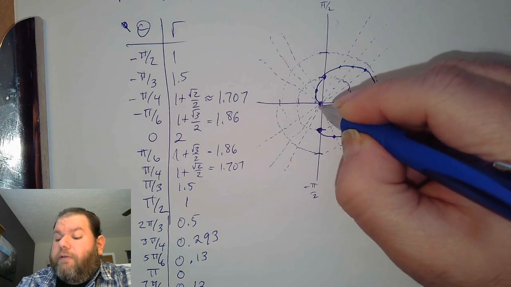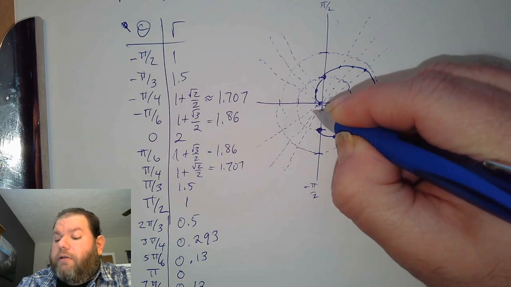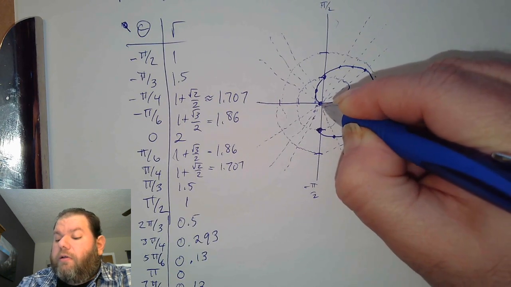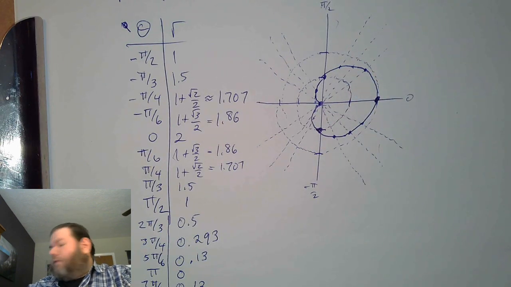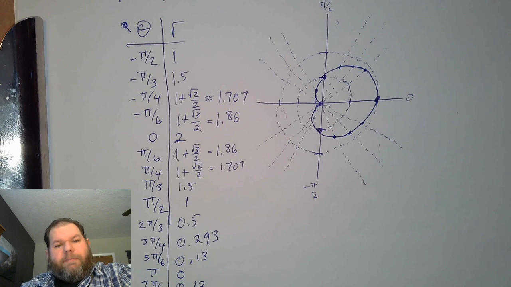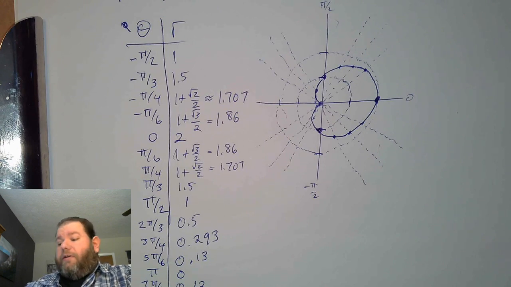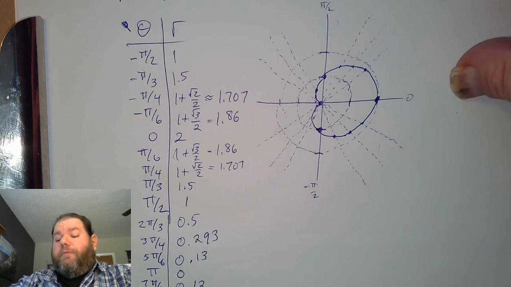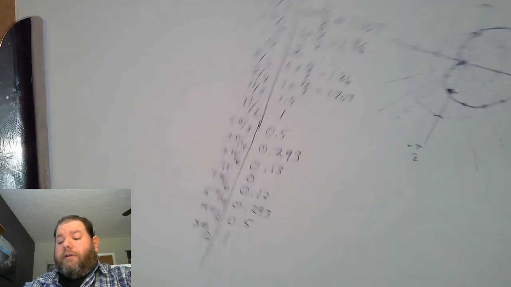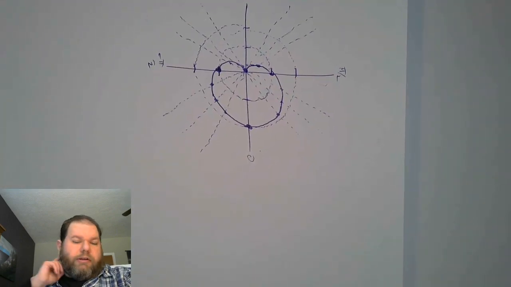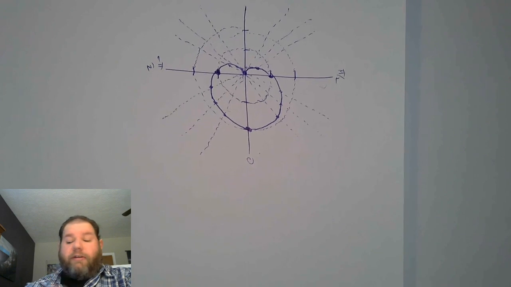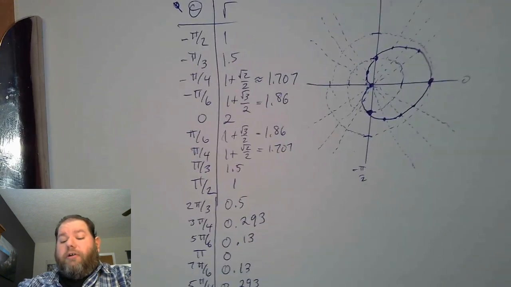7 pi over 6. Now we start coming out again. It's like that. It's a little bit deformed, but it's basically the correct drawing. This is what we call a cardioid, this particular graph. The reason we call it cardioid is basically heart-shaped. Not in the truest sense, but it's close enough that we call it a cardioid.